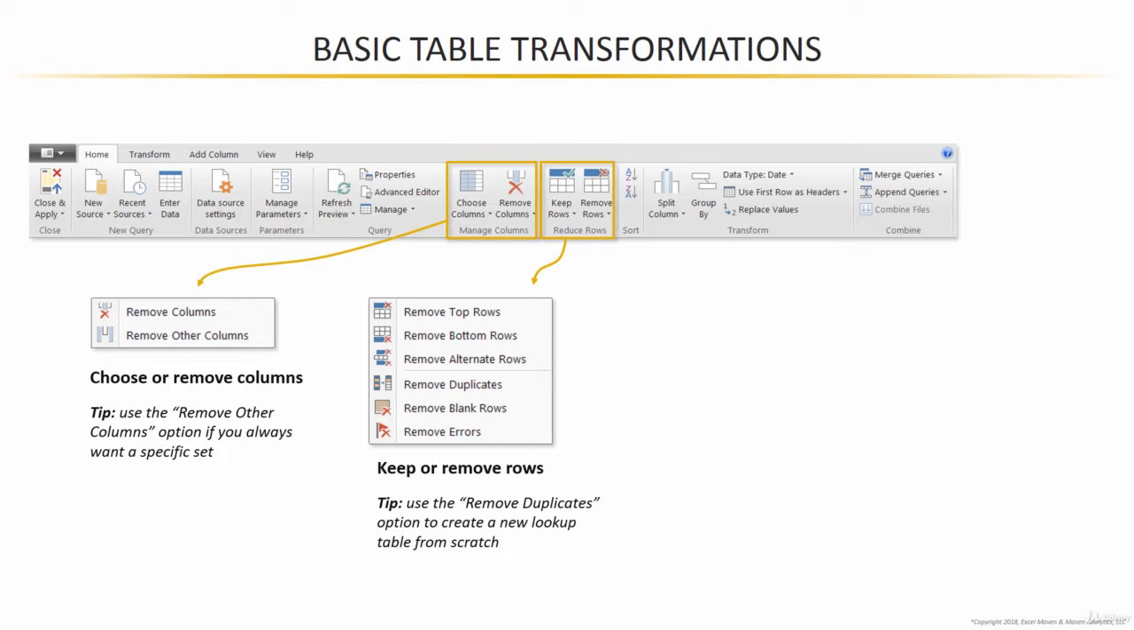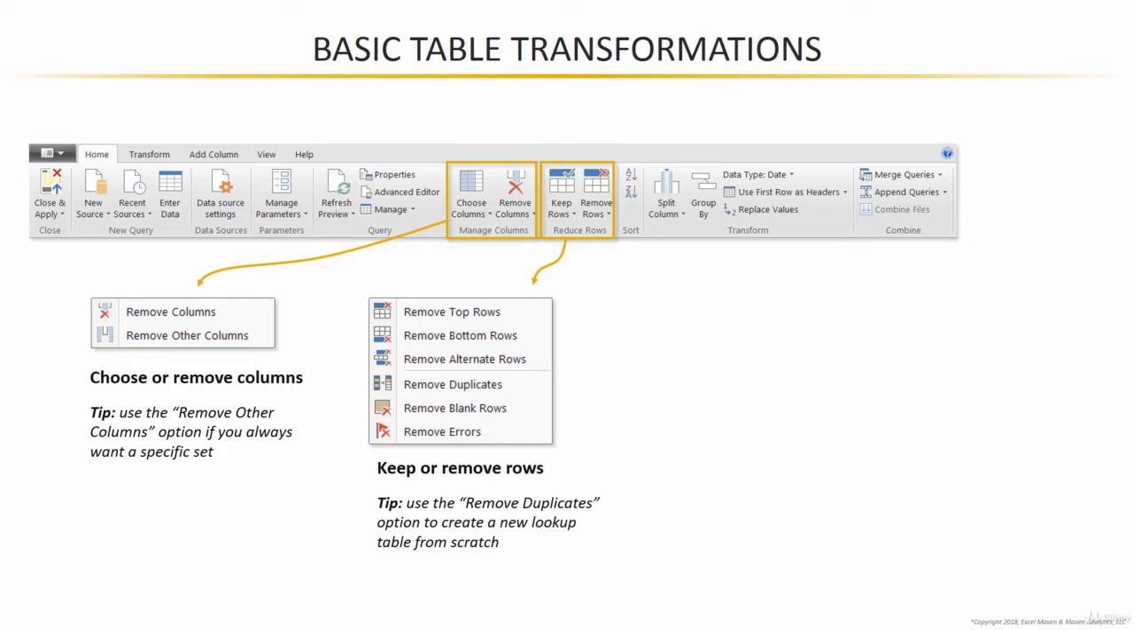Remove the top rows or bottom rows. You can set a specific number of rows to keep or remove. This is really helpful if you have files that might have header rows or footers or grand totals that you need to strip out. Other options here, you can remove alternate rows or you can remove duplicates.